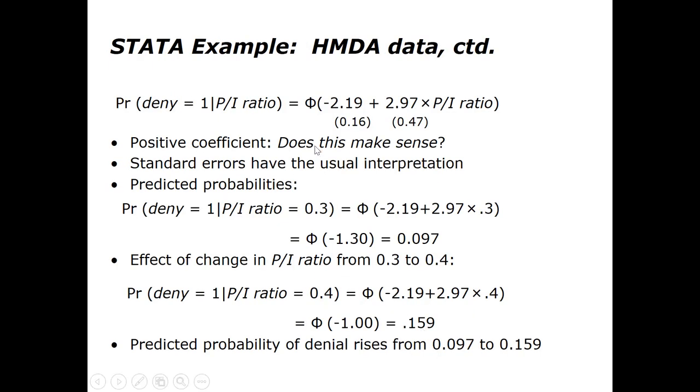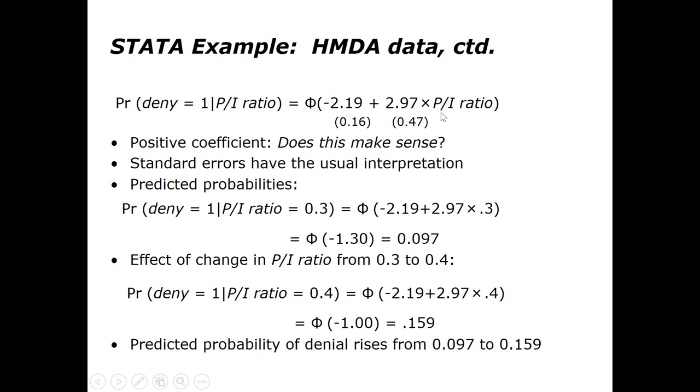So here is this Stata output written in context. I don't have to interpret this here. So first thing is the coefficients are positive. It makes sense, yes, as the PI ratio rises. By the way, what's PI ratio?